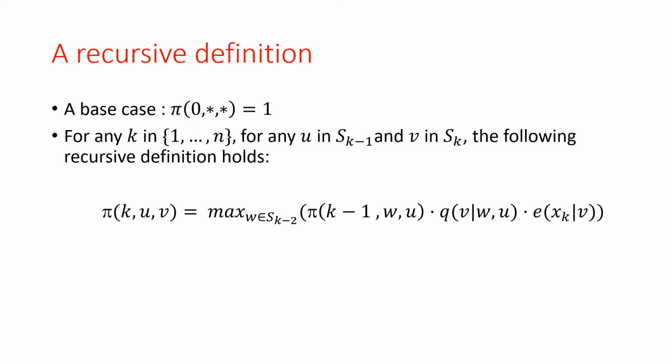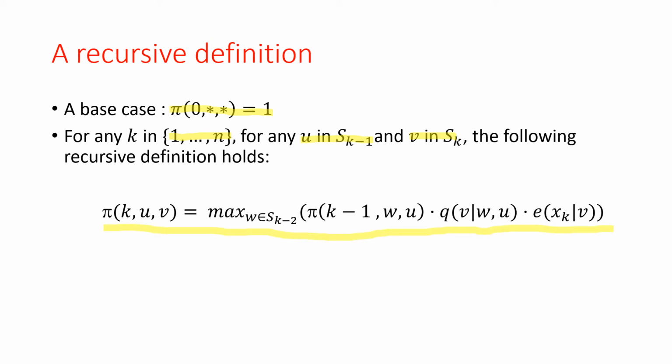The maximum probability of a tag sequence ending at tags u and v at position k can also be calculated recursively. So here we have a recursive definition, which we start with a base case of pi of 0, star, star equals 1, which basically refers to the fact that each tag sequence starts with 2 star symbols. So for any k in this set, 1 up to n, and for any u in S_k-1 and v in S_k, the following recursive definition holds.